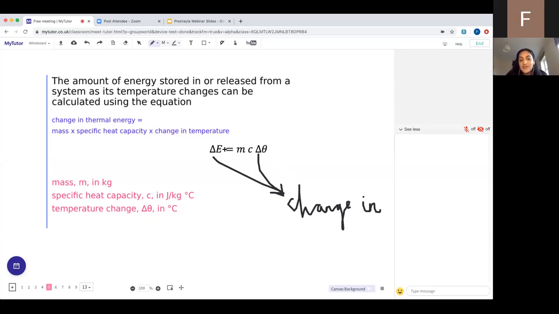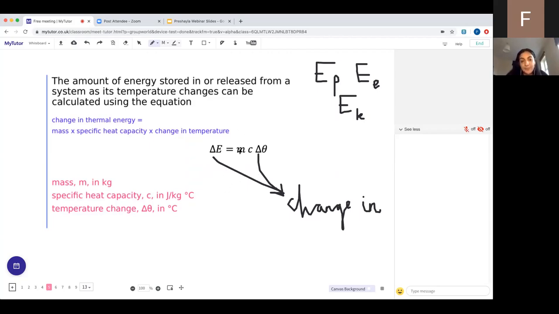Okay, not elastic, not gravitational, not kinetic. They all have their own equations. This one is only for thermal energy and only for the change in thermal energy. Notice that it doesn't have a little letter there. It doesn't have a subscript like we're used to. So remember that gravitational potential had EP, elastic had EE, kinetic had EK. This one, they don't tend to put a letter there. So if you see this delta E in this equation, then you know that that means thermal energy.